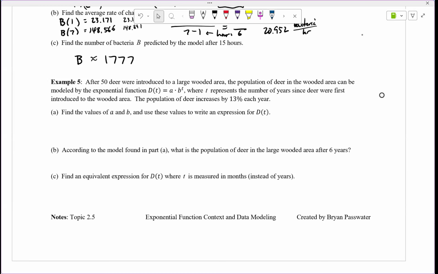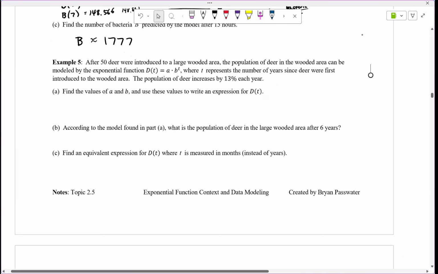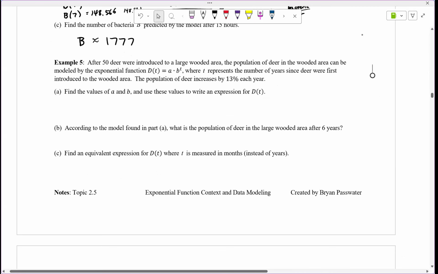Wait, this isn't on the list, is it? This is not on the quiz. After 50 deer were introduced to a large wooded area, the population of deer in the wooded area can be modeled by the exponential function d of t equals a times b to the t, where t represents the number of years since deer were first introduced.